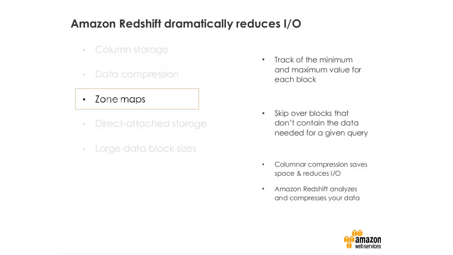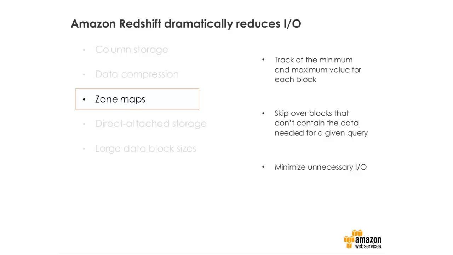Another technique for I/O efficiency is zone maps. What we do here is keep track of the minimum and maximum value in any block for all columns. And for sorted columns, this allows us to skip over blocks that don't contain the data needed for a given query. Again, the theme here is we don't want to do reads unless we absolutely have to.